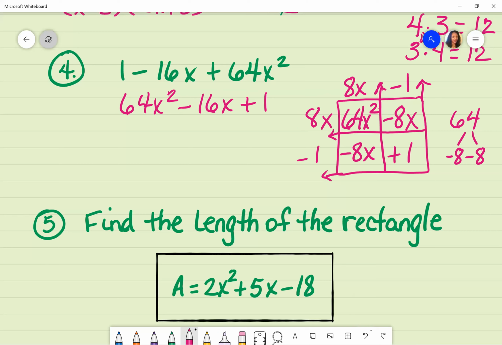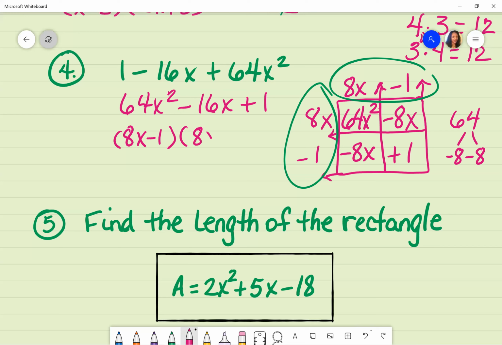If I am paying attention here, I see, oh, they're exactly the same. So pay attention to the signs. So some of you will write it as 8x minus 1 times another 8x minus 1, but it's really the quantity of 8x minus 1 squared. I'll take both. Okay, it means the same thing.